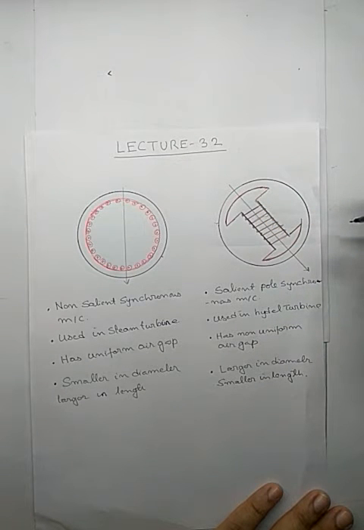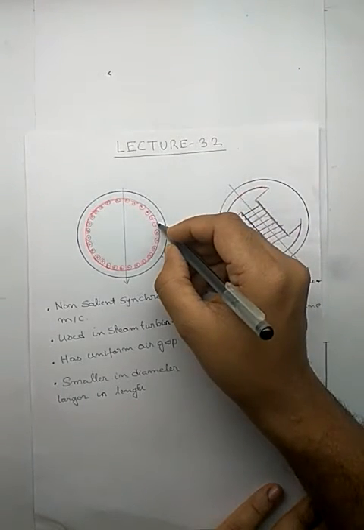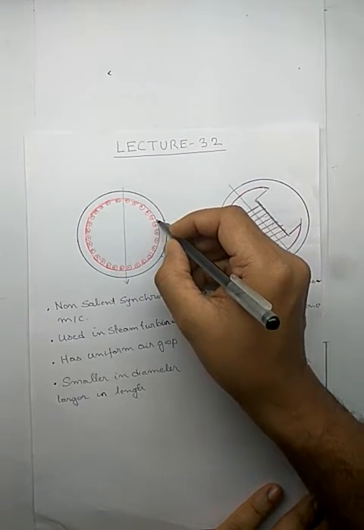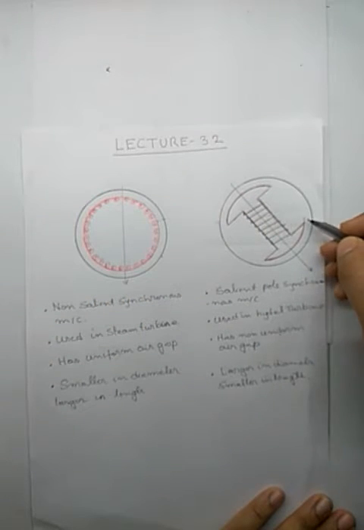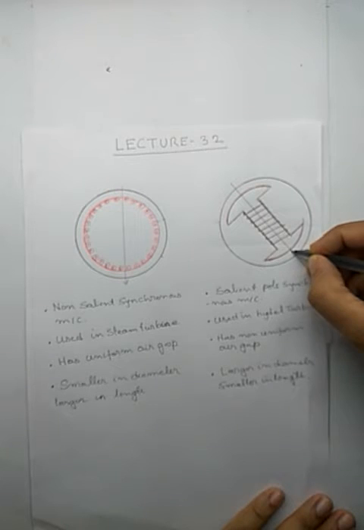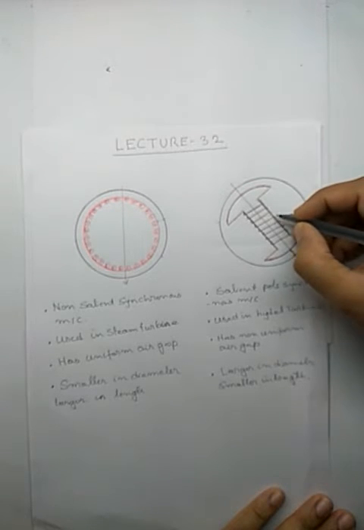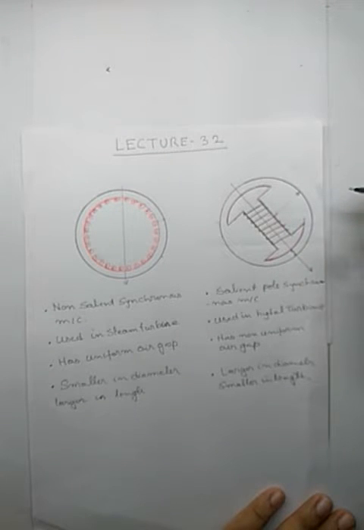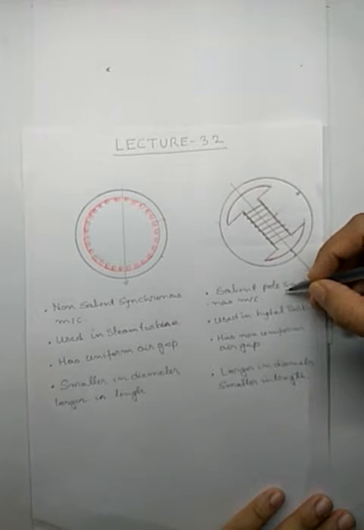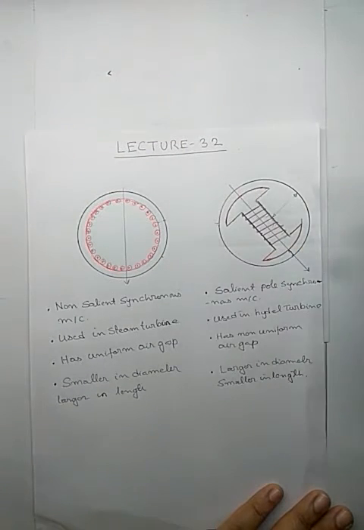What is the nature of this? The air gap is non-uniform. Here you see that this is the air gap, and wherever you go, the air gap is uniform. In this diagram you will see that the air gap here is this much, and in this space it is this much larger. So the air gap is non-uniform in a salient pole machine, and the air gap is uniform in a non-salient pole machine.